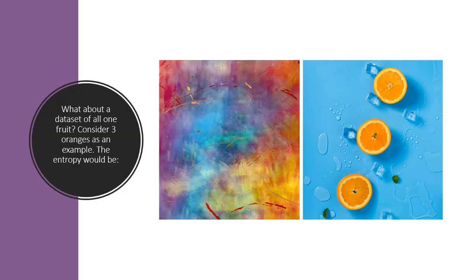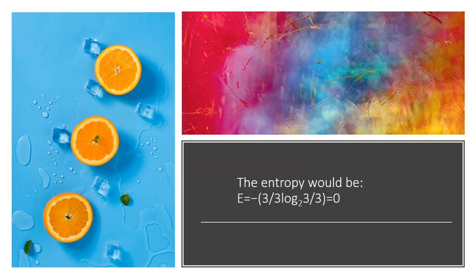1.46. What would it look like if we had a data set of all 1 fruit? So let's consider 3 oranges, and that's our entire set of fruit. Okay, what would the entropy be? Well, E equals negative 3 over 3, that's 1, times log base 2 of 3 over 3, that's 1. If you calculate it, it's 0, which makes a lot of sense because there's perfect information, there are no unknowns, and so we get an entropy of 0.